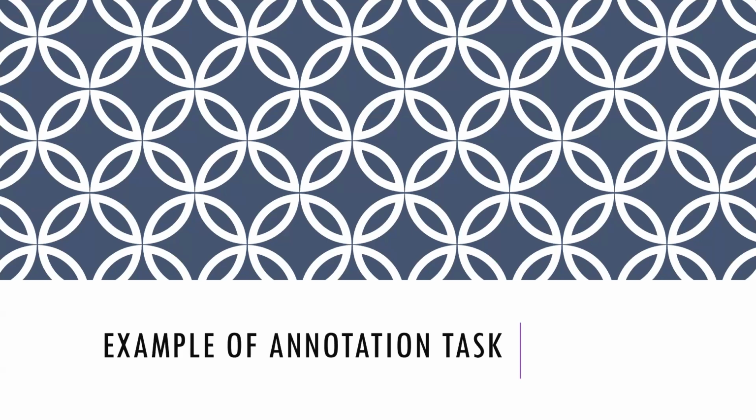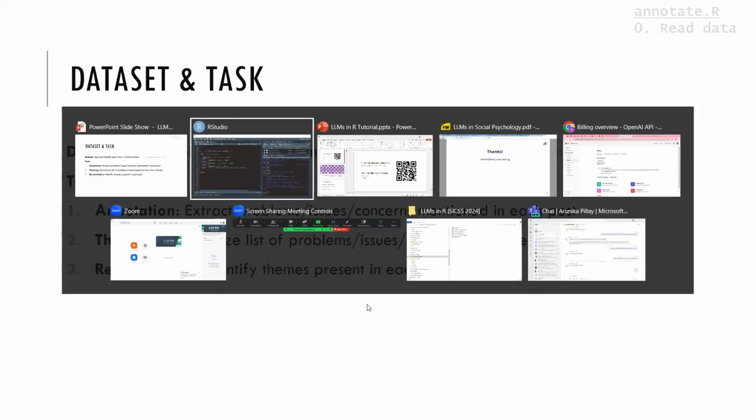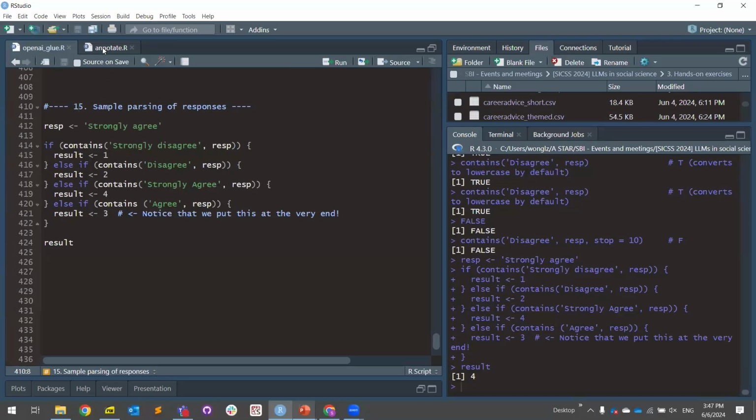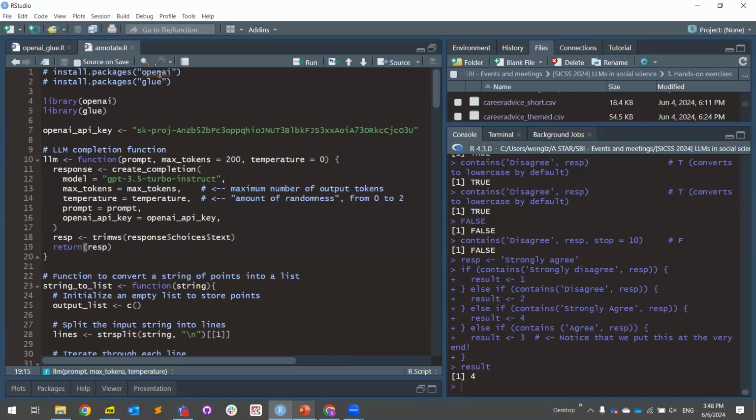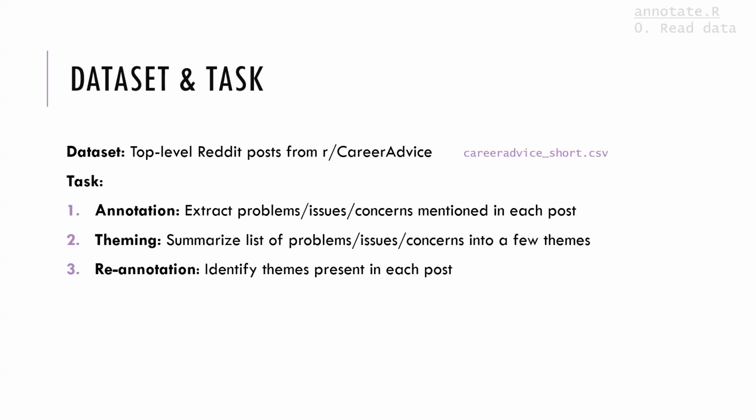It will be an example of an annotation task. Okay. So let's go to the next script, annotate.r. So here is what we're going to do. I provided you this data set, career advice short. Okay. And basically what this data set has are top level Reddit posts from a career advice forum. Okay. Actually, we collected more, but for today, I think I only showed you 15. Okay, so as not to spend too much of my money.